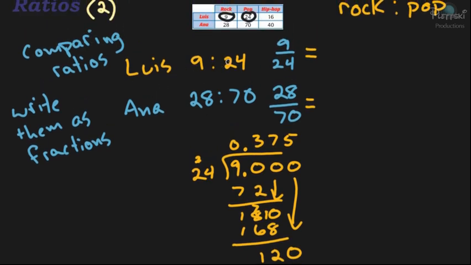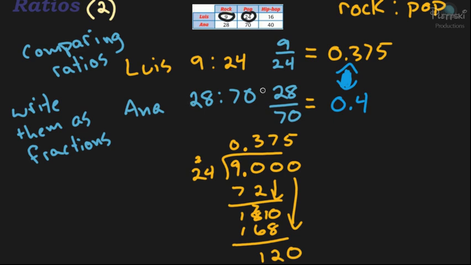So Luis's ratio of 9/24 can be converted to a decimal of 0.375. Now, if we did the same thing with Anna's, we would find out that 28 divided by 70 when we convert that to a decimal is going to be 0.4 or 4/10. Now, we're at a point here where we can compare these two. And which one is larger?